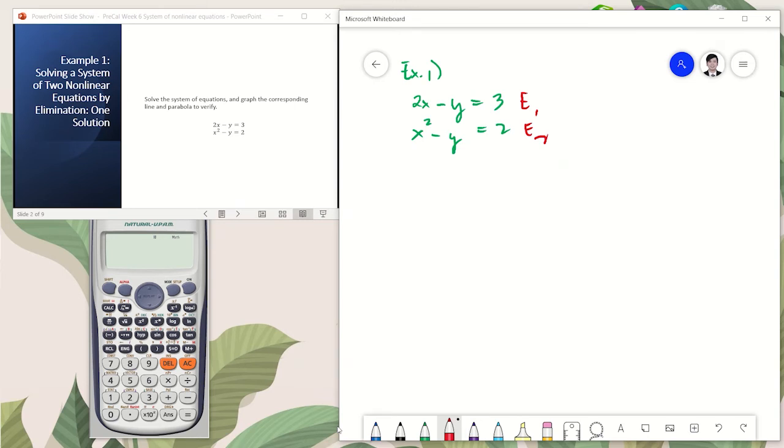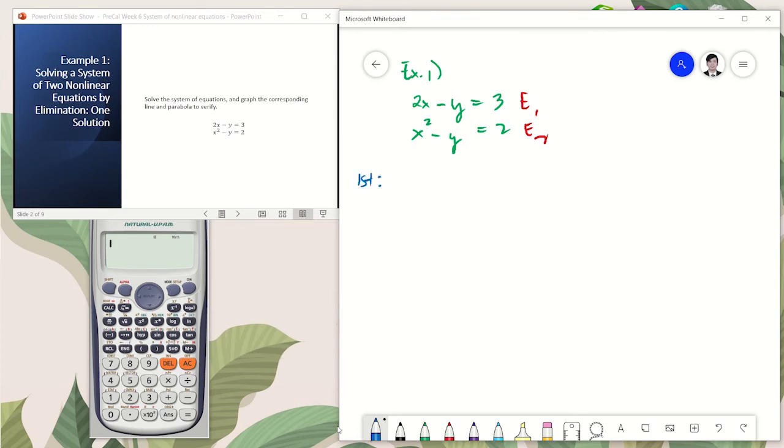So as of the moment, if we try to add equation 1 and equation 2, there's no way that one of the variables will be cancelled out. Because if you add 2x plus x squared, these are unlike terms, and negative y plus negative 1y would be negative 2y. So what would be our first step? Looking at our equation 1 and equation 2, y could have been cancelled out if they have opposite signs. So that's what we will deal with first.